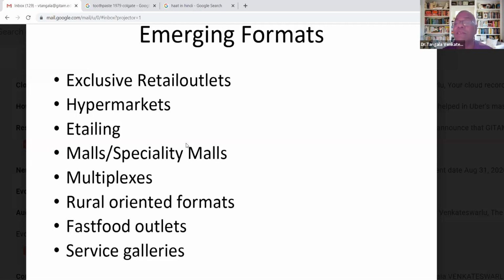Similarly, hypermarkets. What are hypermarkets? Pujita, what are hypermarkets? So Walmart. Walmart in Visakhapatnam, hypermarket means Spencer's Hyper. Spencer's is a hypermarket. Big Bazaar is hypermarket.